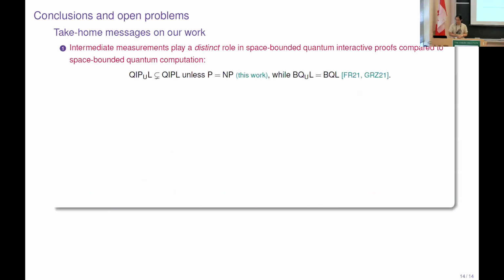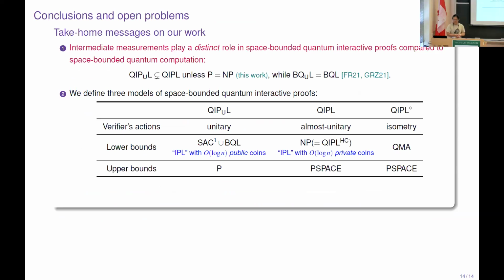And I'm going to summarize what I'm talking about. So here, the main takeaway of this work is that unlike the setting of the usual space-bounded quantum computation, where BQL is equal to BQUL, if we're talking about interactive proofs, then it turns out the intermediate measurement is very helpful. It means that unless P is equal to NP, QIPUL is strictly contained in QIPL. And to show such a difference, we define three models of the space-bounded quantum interactive system. The verifier's action is either exactly unitary, or can use intermediate measurement, or can even use reset operations. And we show the lower bound and upper bound of such proof systems.